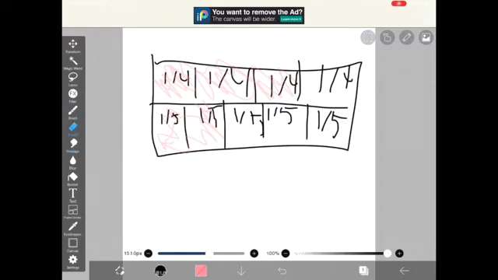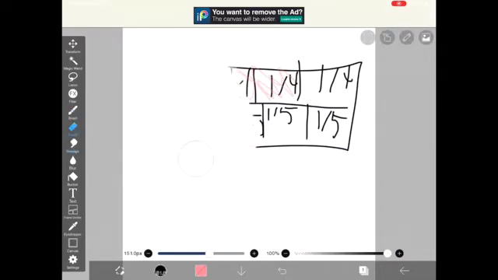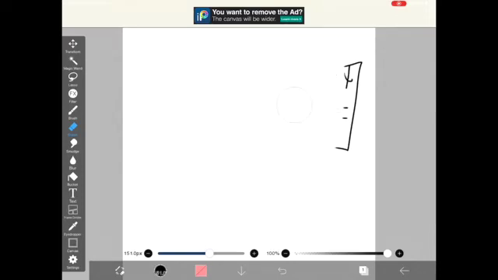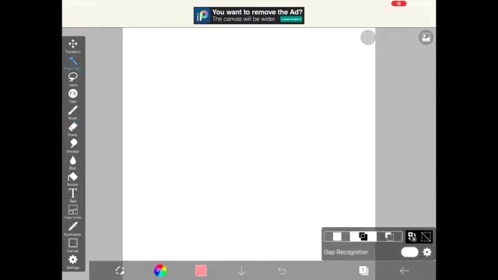So then you're gonna make this again, but instead you're gonna take 3/4 and 2/5. To divide them, they have to have the same denominator. So you're gonna take 3/4.